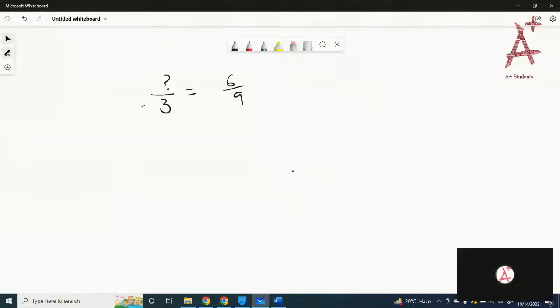So what we have to do, start with the fraction 6 by 9 and we have to make this denominator equal 3. Got it? So 9 divided by what number equals 3? 9 divided by 3 equals 3. So let's just divide both numerator and denominator by 3. Got it? 3 times 2 is 6 and 3 times 3 is 9. That means the missing number is 2. Got it?